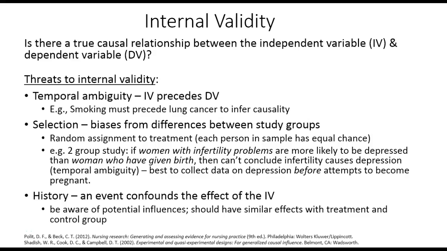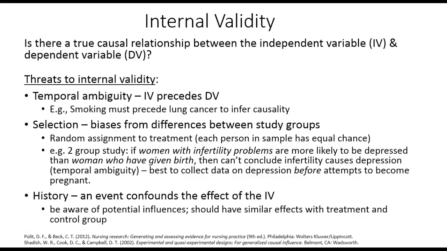Let's look at this second example here under selection. Sometimes when we do a study where we're comparing groups, we might select people with different characteristics that we put into these two groups. So for example, we have one group of women who have had infertility problems and another group of women who have given birth. And we notice that there's more depression among these women who have had infertility problems than those who have given birth. Well, we can't conclude that infertility causes depression because of this issue of temporal ambiguity.